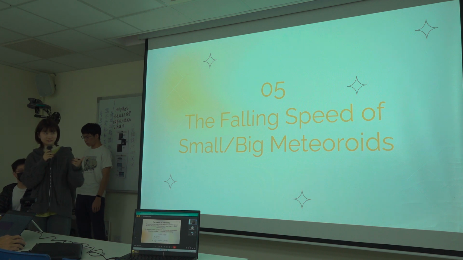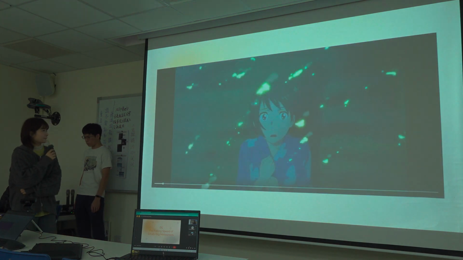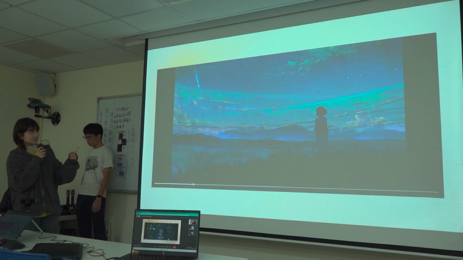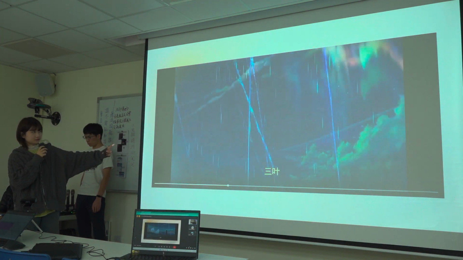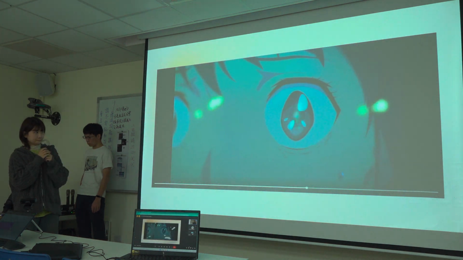Hello, my name is Yu-Si Zhang, and today my topic is the falling speed of small and big meteorites. In this scene, we can see that the small meteorites fall first and then the big meteorites.